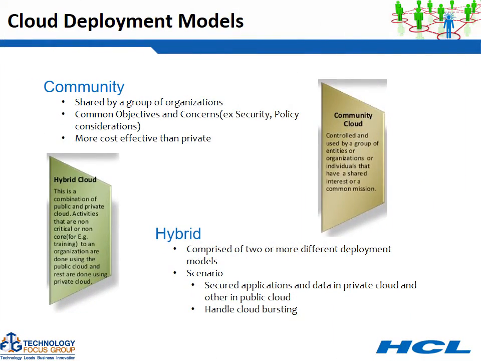The next one is the community cloud. The community cloud is controlled and managed by a group of entities or organizations. They have common objectives and concerns, which allows them to share the resources and the infrastructure. These common things could be security and policy considerations. This cloud makes more sense for these companies than a private cloud because it's more cost effective, and the shared resources allow them to easily scale up and scale down as required.